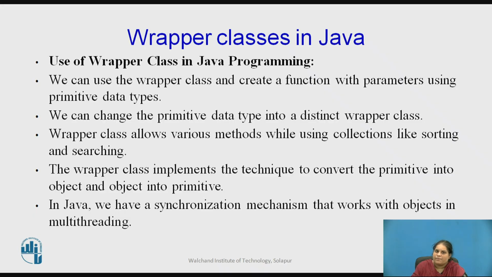Wrapper classes implement the technique to convert primitive into object and object into primitive data type. Also in Java we use the synchronization mechanism that works with objects in multi-threading. Multi-threading is one of the concepts in Java where we need the synchronization mechanism, and that works with objects. So wherever we require the 100% object form of variables, we require the wrapper class, whether in the Java collection framework or in multi-threading. We convert the primitive data type into its object form, so we can achieve a totally 100% object form.